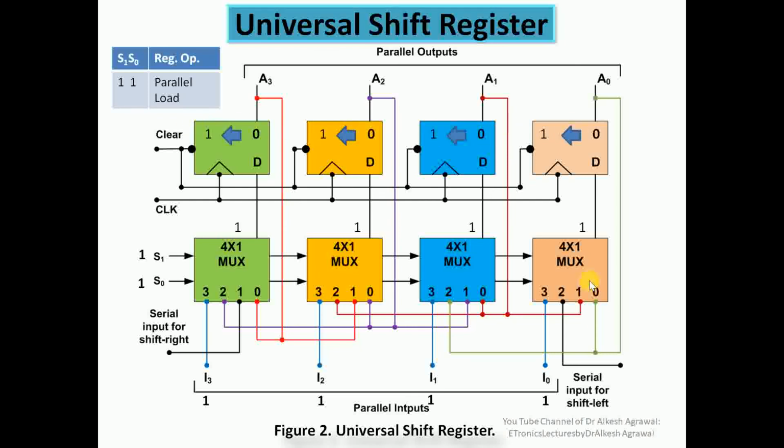So you can see the data is being fed parallelly, and it is stored parallelly into all the stages of the shift register, in the first, second, third, and fourth flip flop. So contents change from 0 0 0 0 to 1 1 1 1. So this is how a universal shift register works in 4 modes: no change, left shift, right shift, and parallel load.